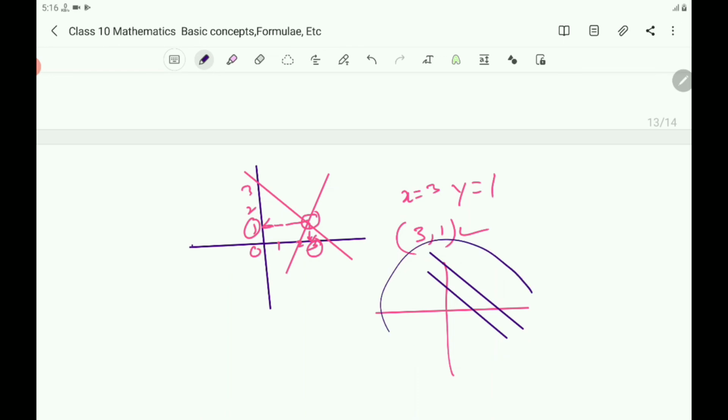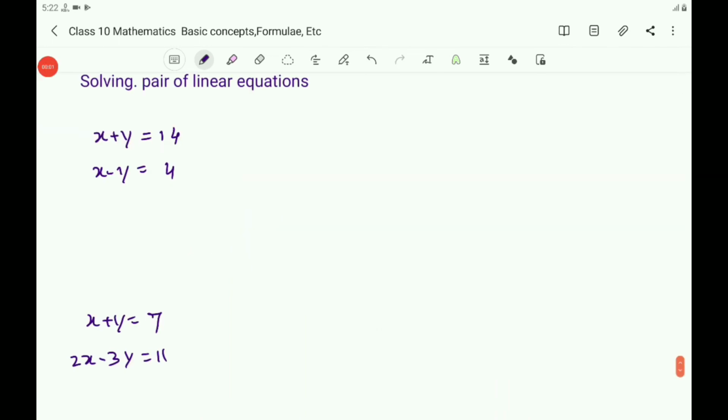What is the answer for this? No solution. If they are coinciding, if they lie one on the other, then you must select the answer infinite solution. Solving pair of linear equations.